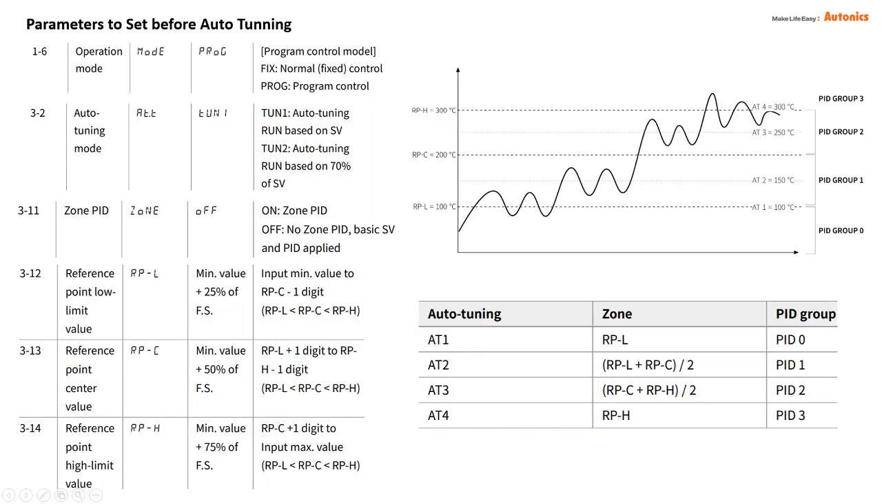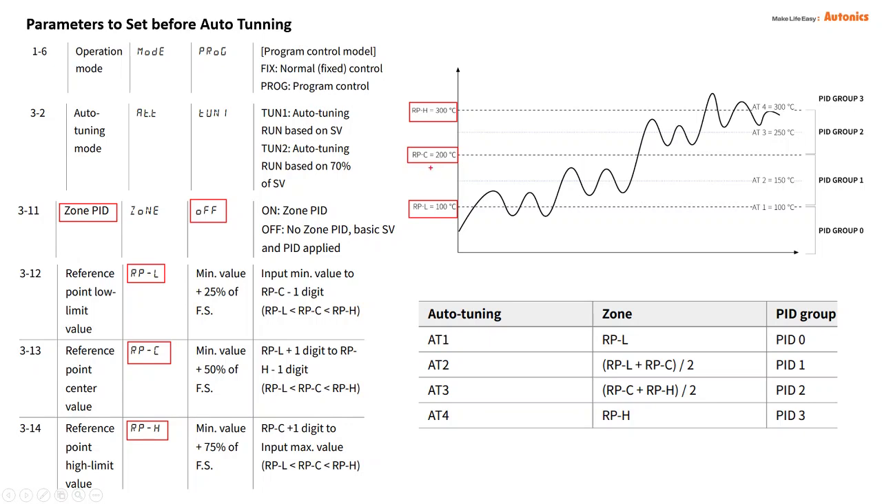Then we need to enable the zone PID settings. We need to keep this parameter on, and we need to set RPL, RPC and RPH. Say for example, RPL will be the lowest temperature at which you want to operate your oven, RPH will be the highest, and RPC will be the center value. Say, for example, if the lowest is 100 and the highest is 300, the center value could be around 200.